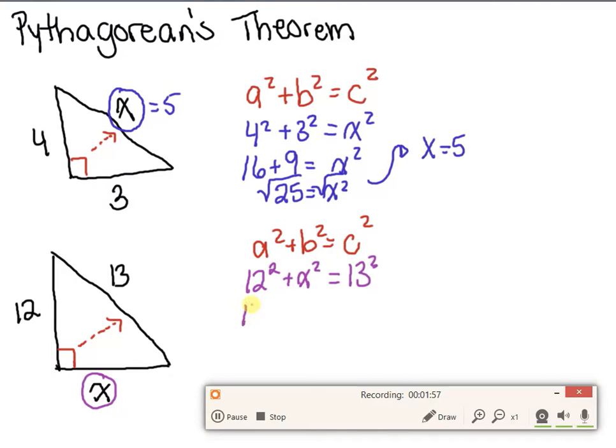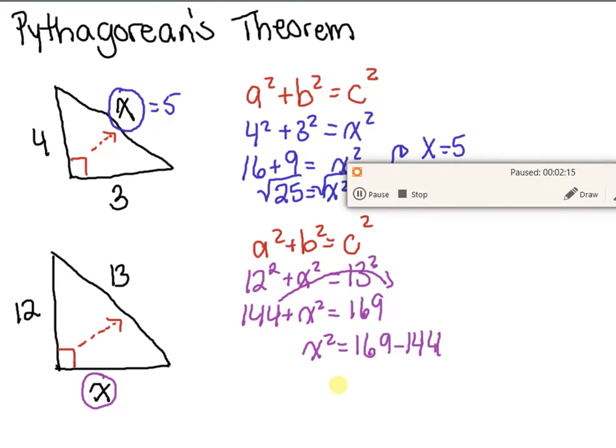Okay, so 12 squared is 144. And then the 13 squared is 169. Okay, in order to solve for x, we must bring over the 144. So we're left with x squared equals 169 minus 144. Okay, so we have x squared equals, when you subtract those, you'll get 25.